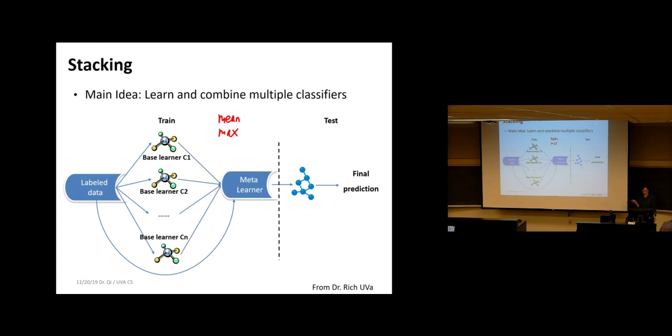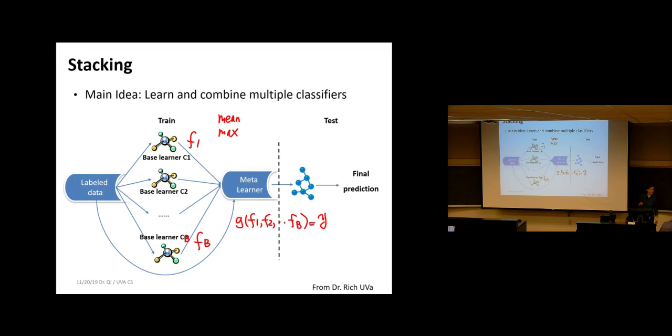Any questions about this? It's extremely easy. The predictions from different F1, F2 until FB, and then you have a different level, let's call it the G function. In the end, you're learning a new function G to combine F1 to FB.